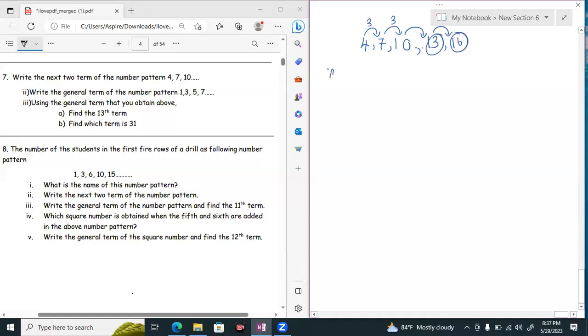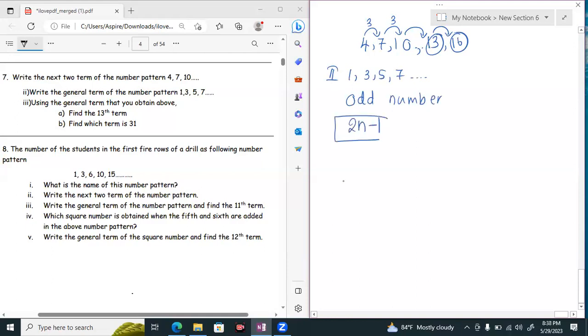Okay. Second one. Write the general term of the number pattern 1, 3, 5, 7. What is this number pattern? It is an odd number pattern. Then what is the general term of the odd number pattern? It is 2n minus 1.